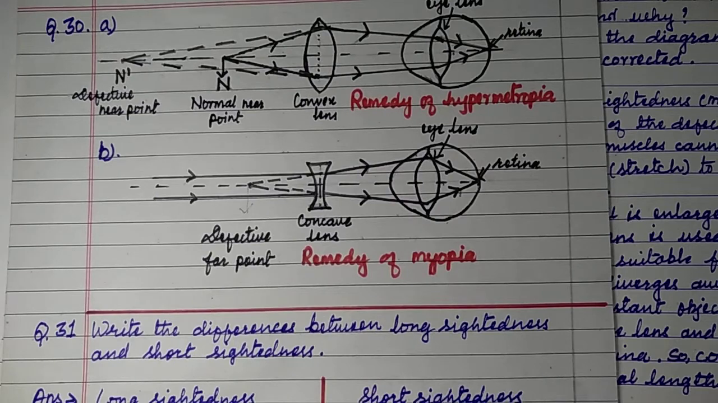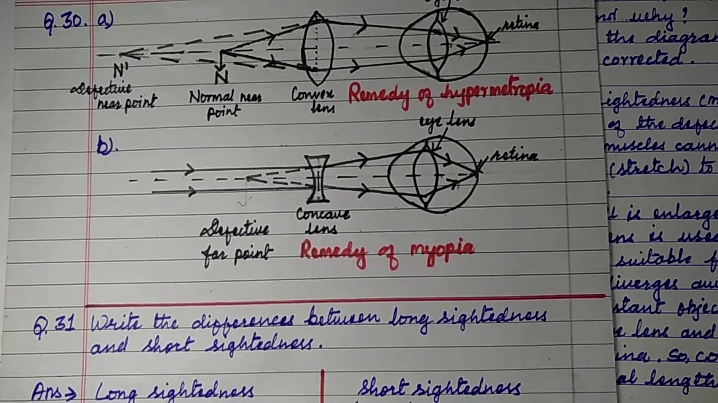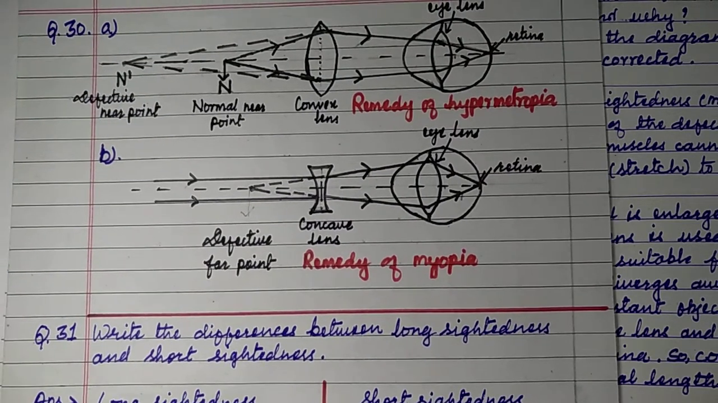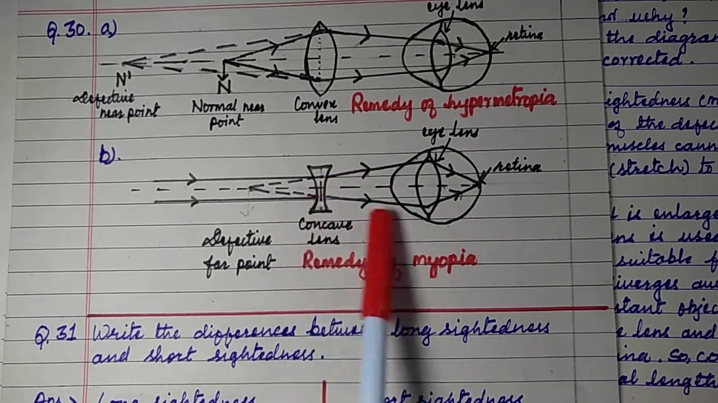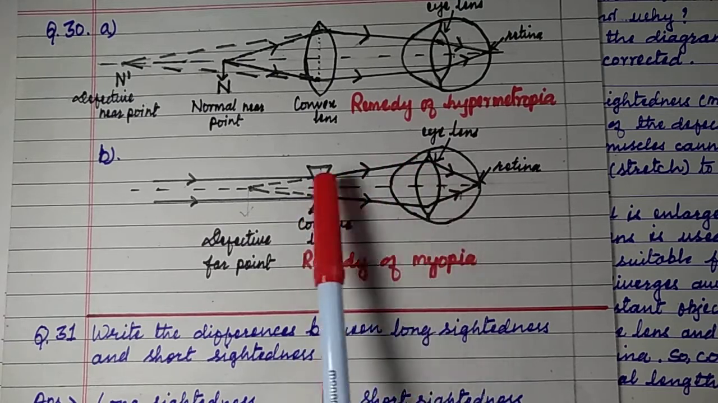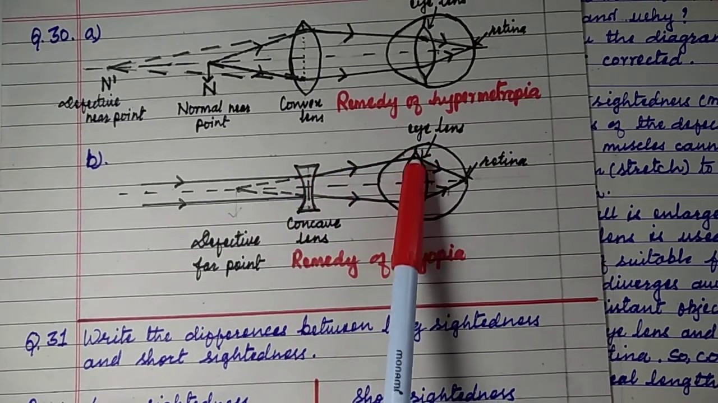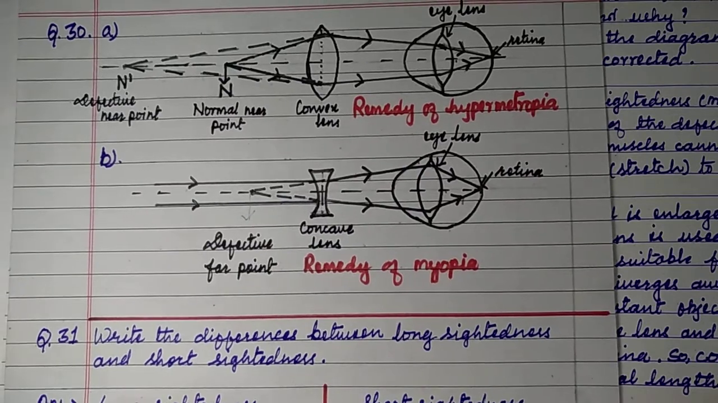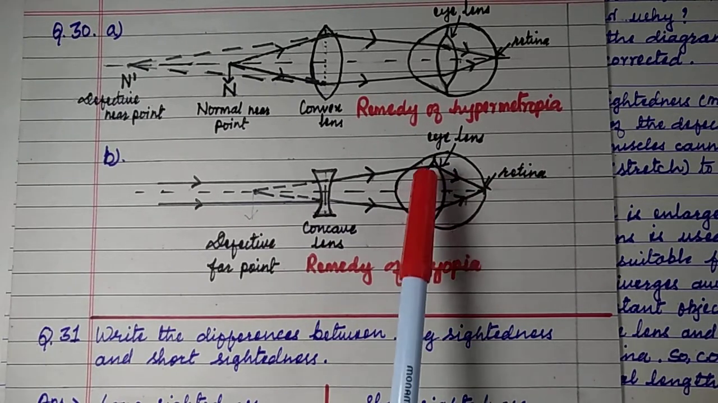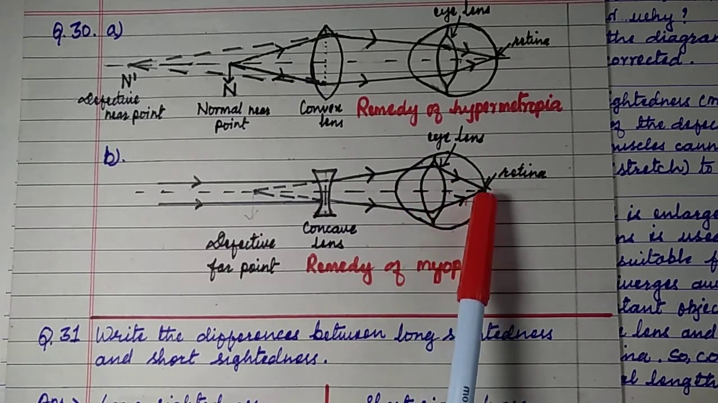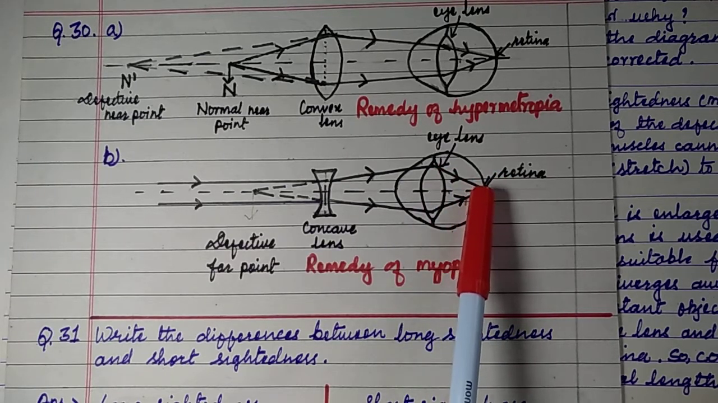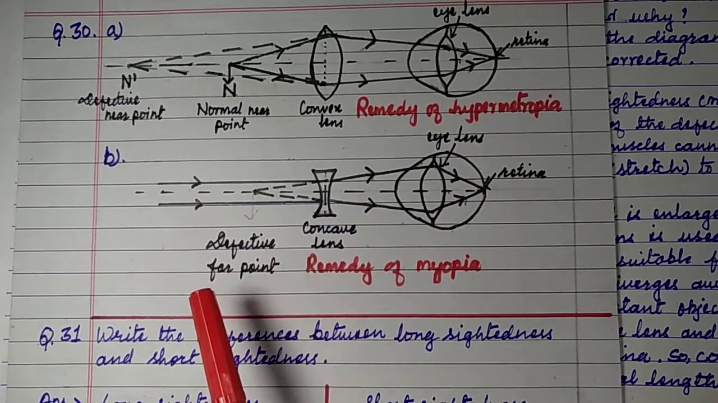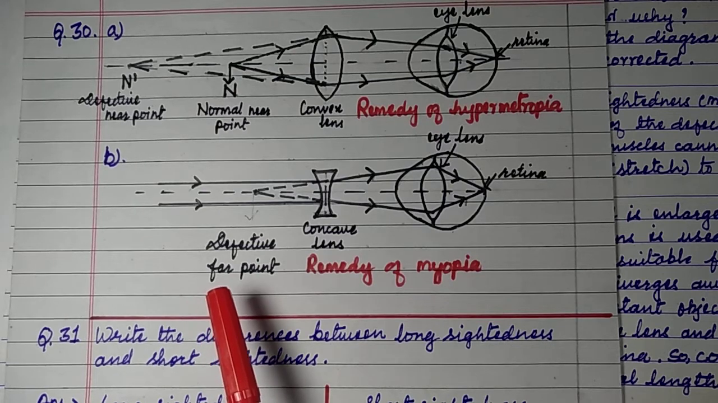So in case of myopia, short-sightedness, concave lens is used. This concave lens is diverging away light rays, and these light rays are falling on eye lens, and eye lens being convex lens, it converges light rays so that the light rays will meet on retina and the image is formed at this point. So these are the remedies for hypermetropia and myopia.